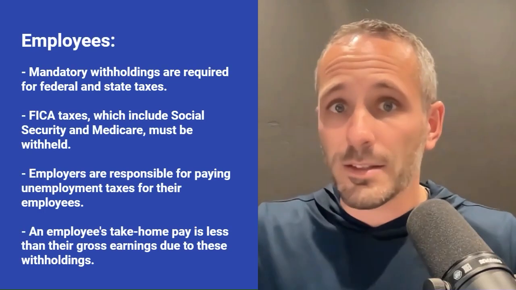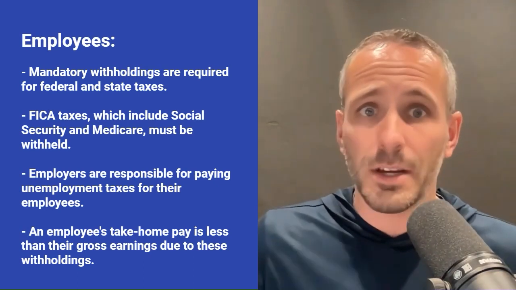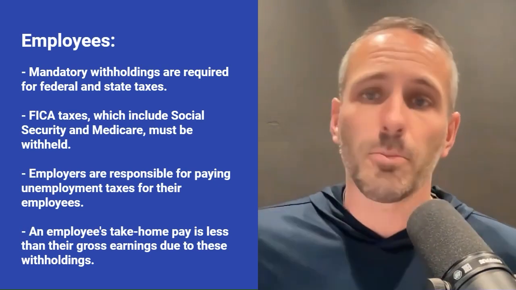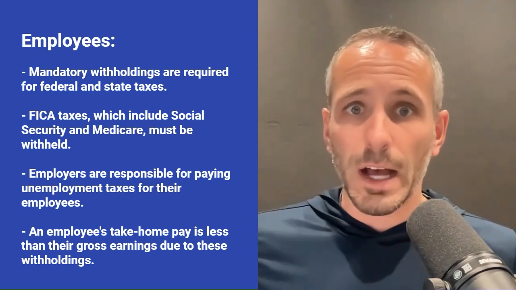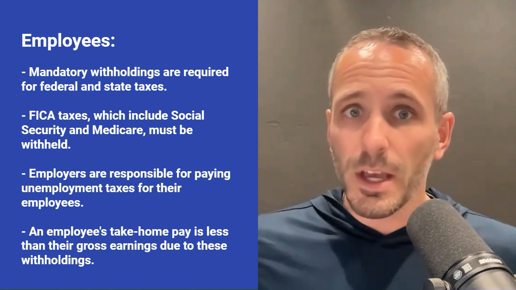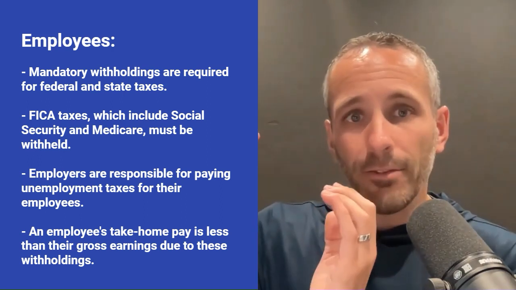Now let's look at that on the opposite side, at the idea of an employee. With an employee, you need to withhold taxes, federal and state withholdings. You need to withhold FICA taxes, that's Social Security and Medicare. You need to pay unemployment taxes. So if you have an employee that earned $1,200, they're going to get less than that, because you're going to have to withhold federal and state withholding. You're going to have to withhold FICA taxes.